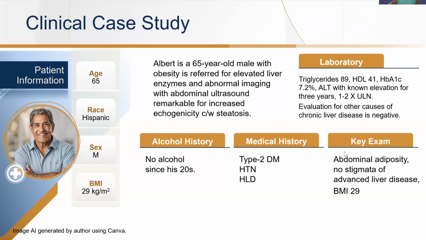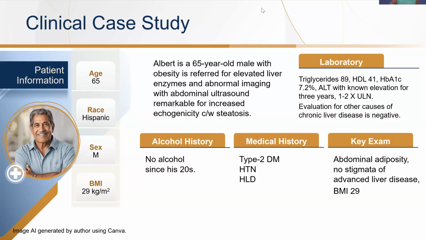On his labs, just as a review from his referring team, he was noted to have triglycerides of 89. His HDL and hemoglobin A1C were not terribly bad, but his ALT was at the upper limit of normal for several years, at 1 to 2 times the upper limit of normal. All of his other etiologies for chronic liver disease per this scenario are negative.